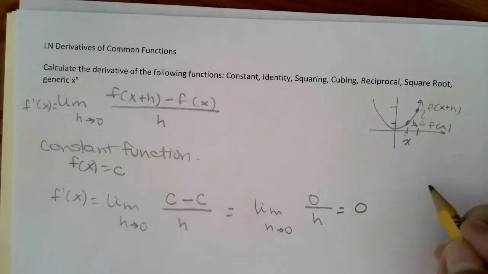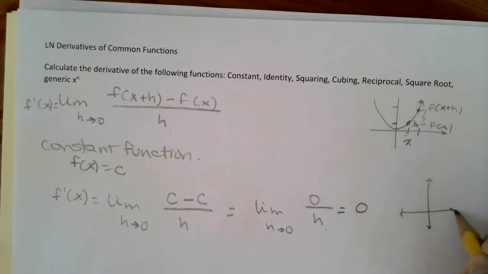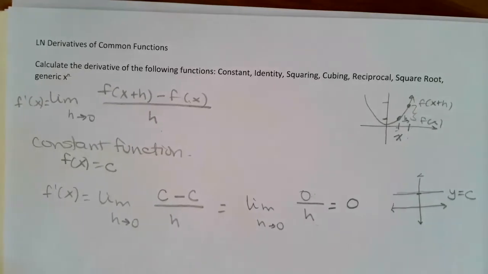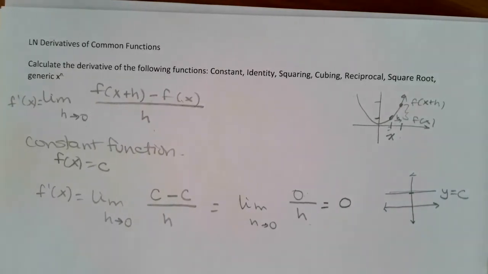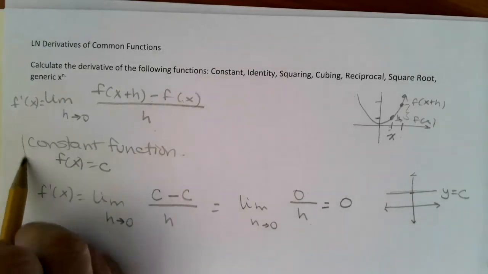Another way you could think about that is graphically. Find some constant function. There's my c. And remember, the derivative tells you the slope of the tangent. Well, if my line is horizontal, all of my tangent lines are also going to be horizontal, and the slope of a horizontal line is 0. So that makes sense for the constant function.